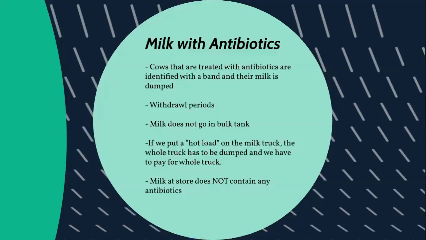And if the bulk tank isn't dumped and it has treated milk, the milk truck driver will come get a sample of the milk, and it will be tested. If it shows antibiotics and it was in the milk truck, then the whole truck has to be dumped, and that farmer will have to pay for the whole truck of milk being dumped. The milk is tested at various different locations, and this just ensures that milk at your store contains no antibiotics.